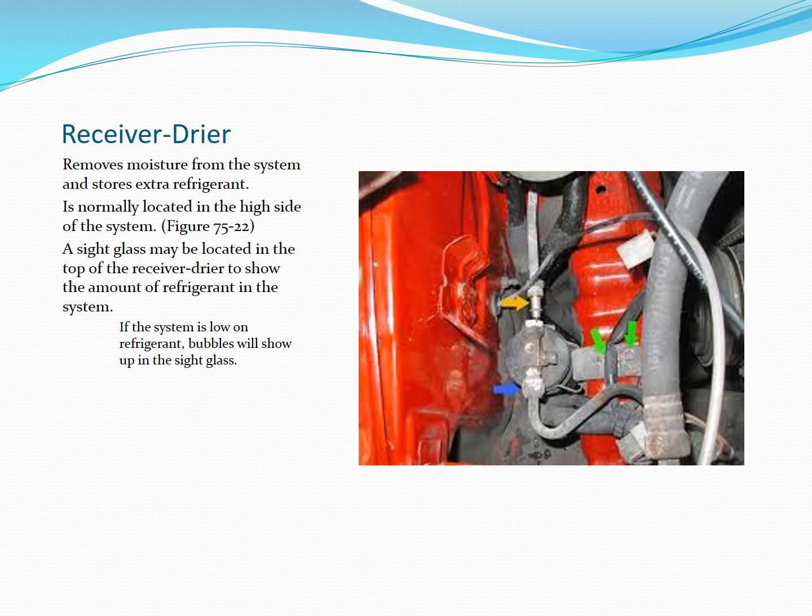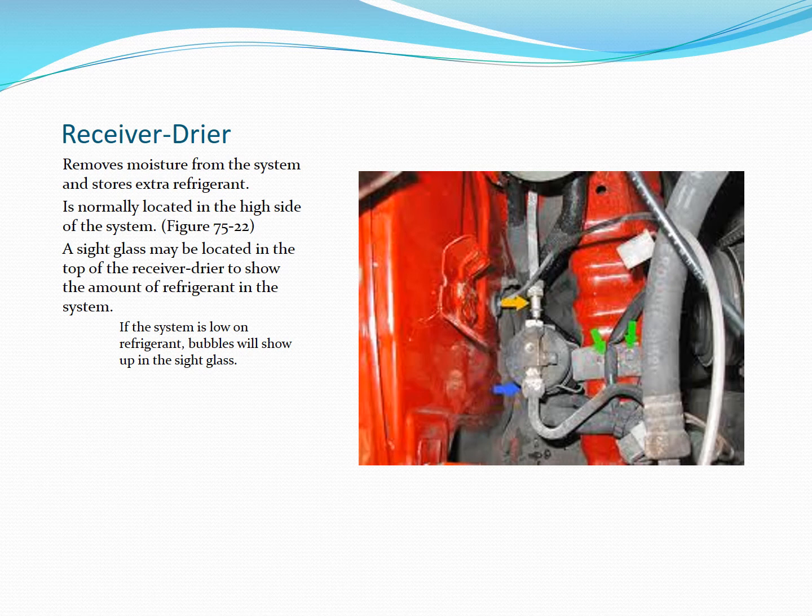This is a picture of the receiver dryer. So in the previous discussion, that means that whatever system this is a picture out of, what type of pressure drop device does this have? Being that it's a receiver dryer, that means it's got an expansion valve, not an orifice tube.